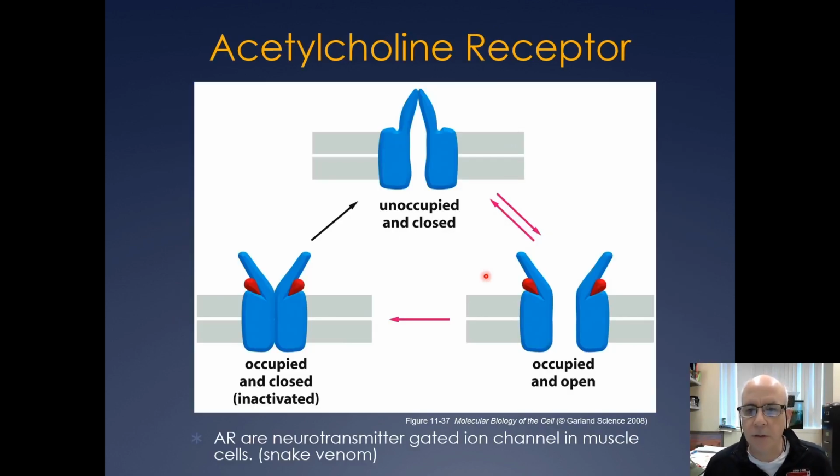Well, before we look at that, we actually have to look at the acetylcholine receptor. This is a ligand-gated ion channel, and so normally it's closed. When acetylcholine binds to it, it opens up. What's interesting is snake venom actually binds to this acetylcholine receptor. So if you get bitten by a snake and you become paralyzed, it's because the snake venom has bound here.